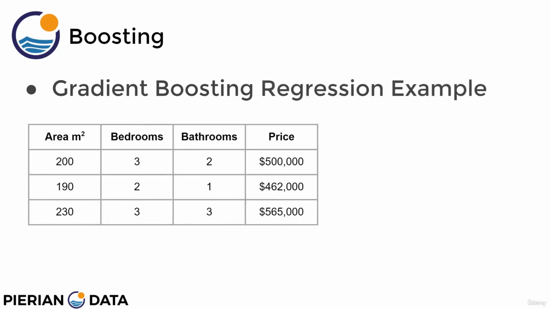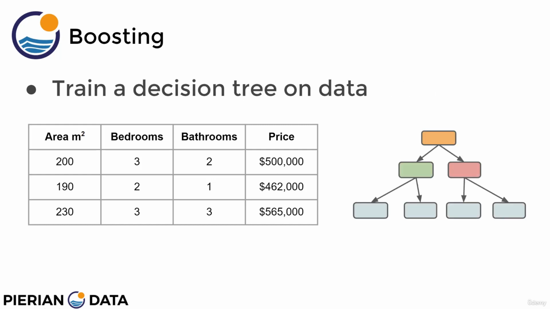To show this, it's typically more useful to take a look at a regression example versus a classification example, although we will show you at the end the differences between regression and classification. But let's keep in mind a gradient boosting regression example where we're trying to predict the price of a house. And we have a bunch of features like the area, number of bedrooms, number of bathrooms, and then the historical trading price.